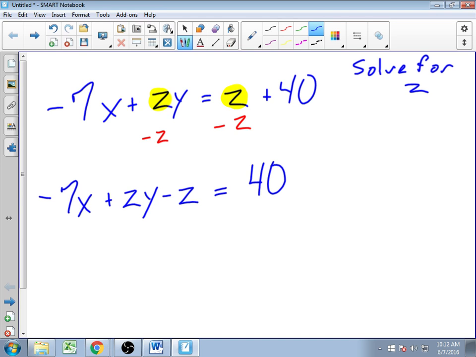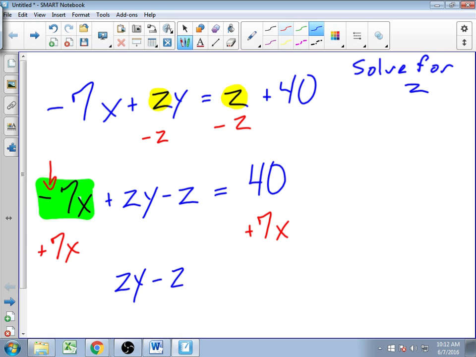Now my left side has things I don't want on it because I only want variables that involve z. Right now, I still have a term that doesn't involve z, so I want to get rid of that. But that term is a negative term, so to get rid of a negative valued term, we add it. We add 7x to completely get rid of that. And again, if I do it on one side, I have to do it on the other. And we get zy minus z equals 40 plus 7x.